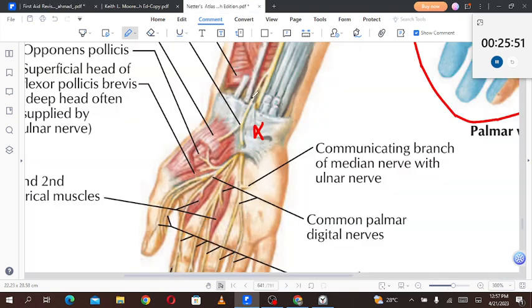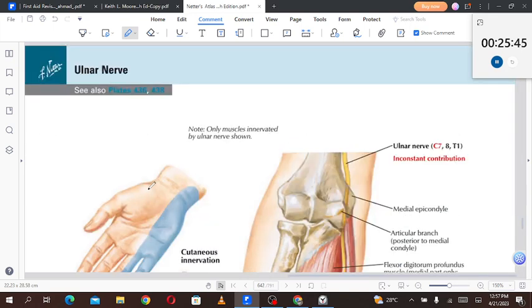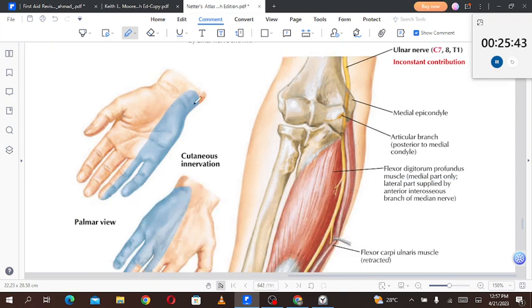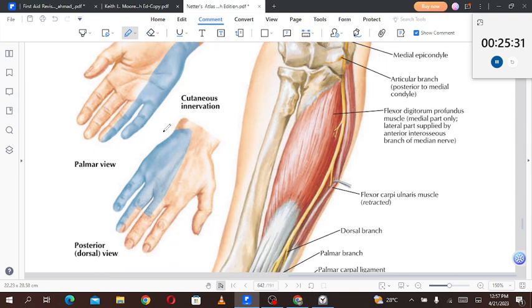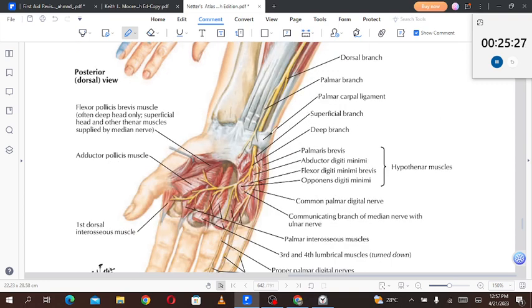So let's see the ulnar nerve over here. We have the musculocutaneous nerve, then the median nerve, and now the ulnar nerve. The ulnar nerve supplies the hypothenar eminence, the eminence below your pinky or little finger, and the medial 1.5 digits, one digit complete and a half digit over here. And this is the Guyon's canal through which it passes.